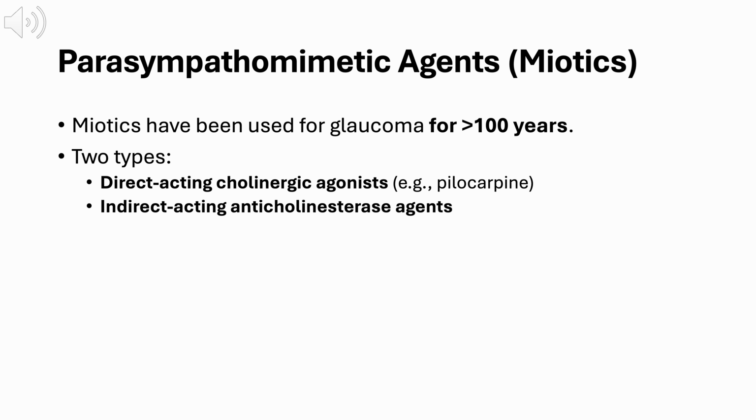Now let's shift gears and move on to the parasympathetomimetic agents, also known as miotics. These medications have a long history in glaucoma management. They've been around for over a century. Miotics work by stimulating the parasympathetic system to constrict the pupil and improve aqueous outflow through the trabecular meshwork. There are two main categories. First, the direct-acting cholinergic agonists, such as pilocarpine, and second, the indirect-acting anticholinesterase agents, which enhance the effect of acetylcholine by preventing its breakdown.